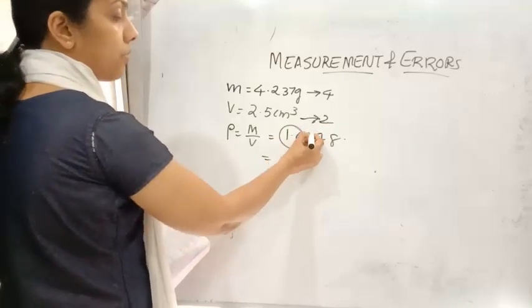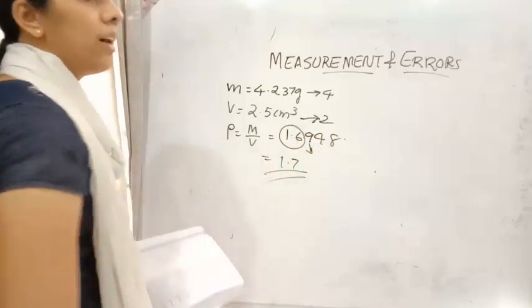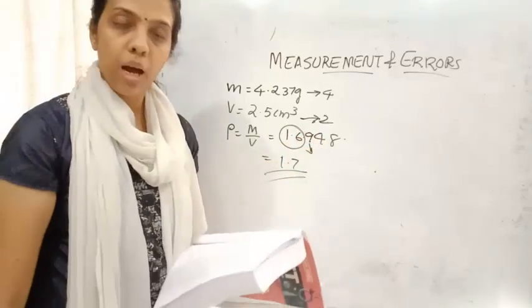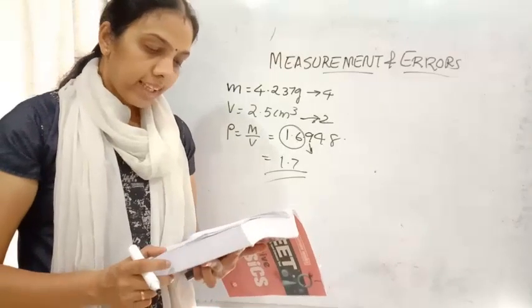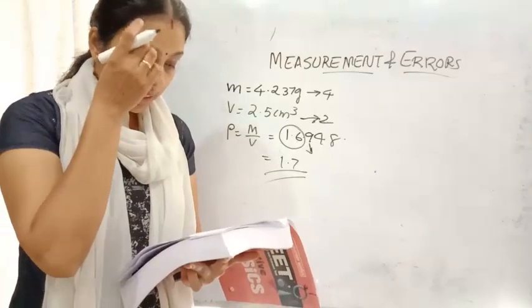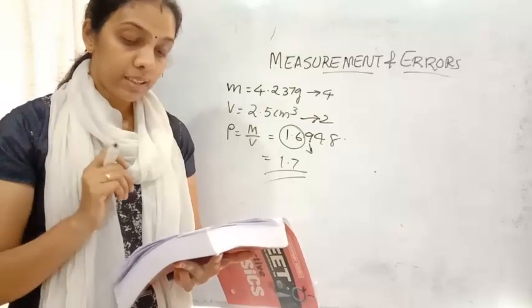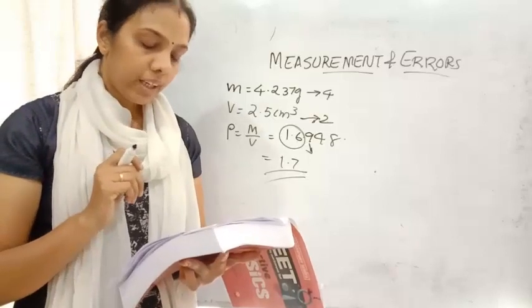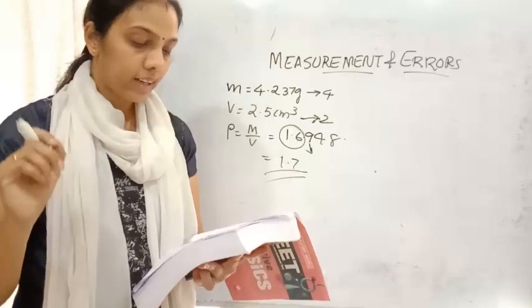So 6 after 6, here it is greater than 5. So the final answer will be 1.7 gram per centimeter cube. Next question: the length and breadth of a rectangular sheet are 16.2 centimeter and 10.1 centimeter respectively. Area of the sheet in appropriate significant figures and error is.